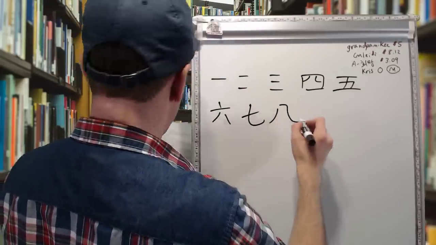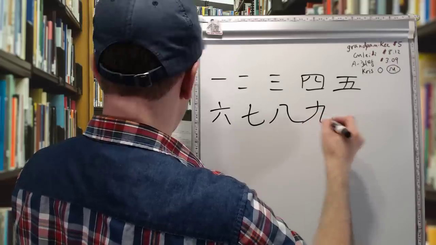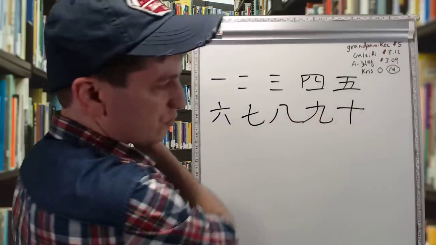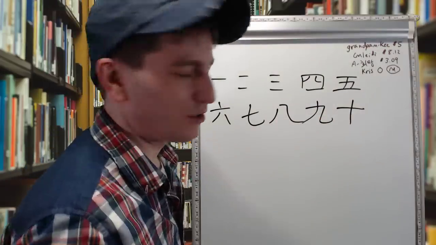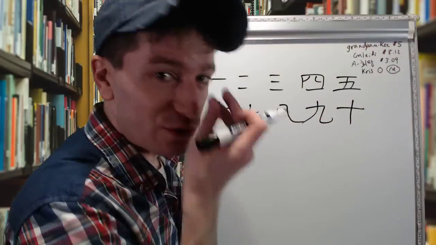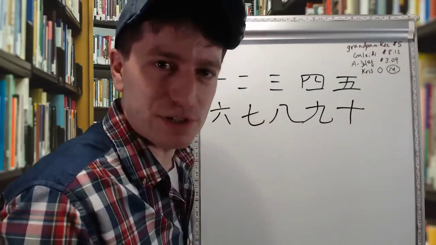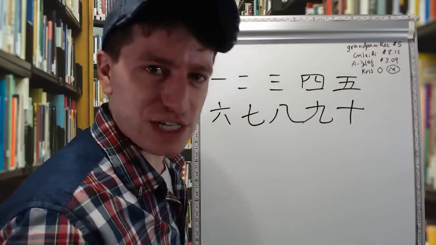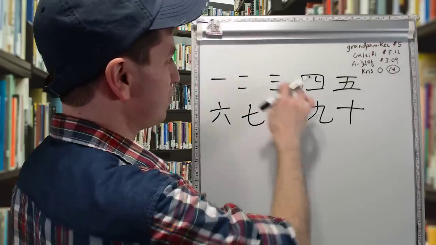Seven, eight, nine, 10. Numbers 1 to 10. These are the most important numbers that you should know. They're used really all the time. And you can see these used like book chapters, volume numbers for dictionaries. You'll see these used all the time.